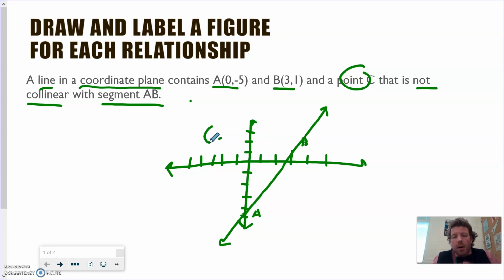So this is where, when you're doing the problems, they could be a little bit different than your friends' or somewhere else's, because there are many different ways to do this problem. You could have put C anywhere on this graph as long as it wasn't on that line. Okay, so that's our first problem. Let's go ahead and look at another one.